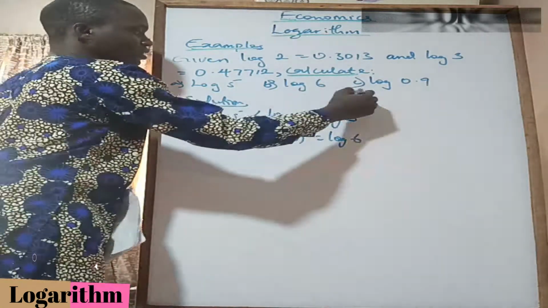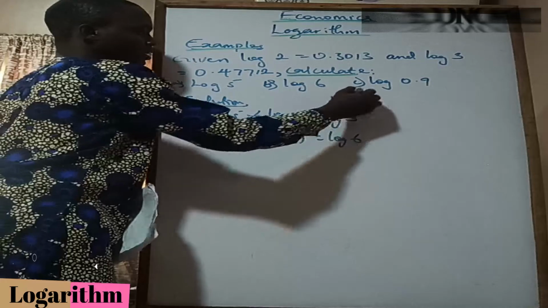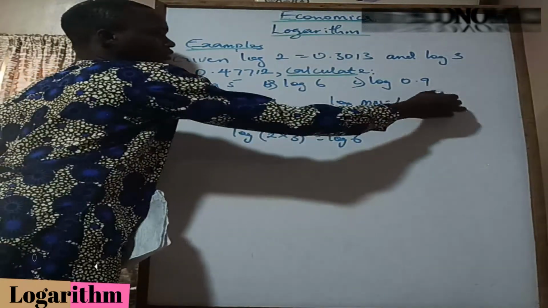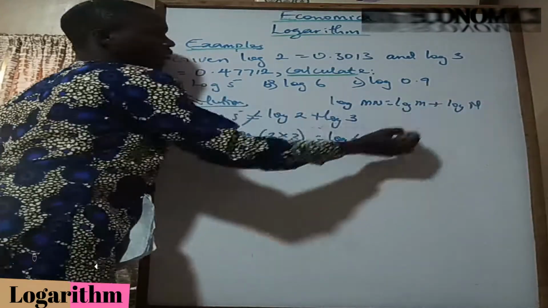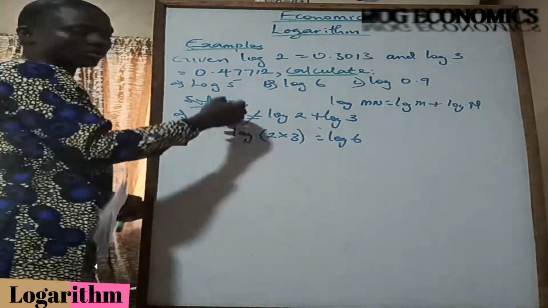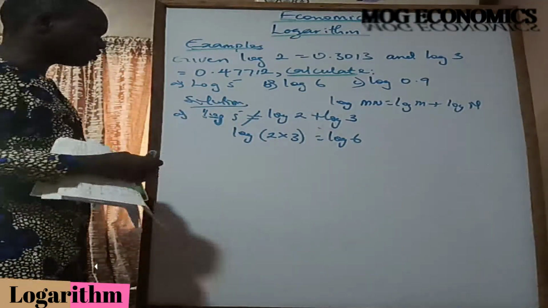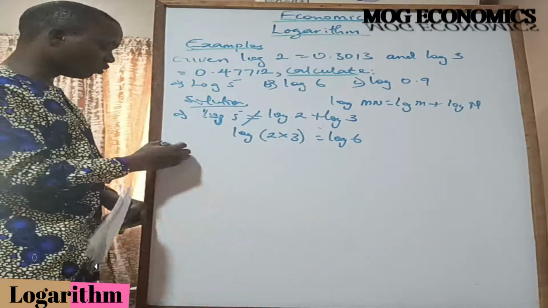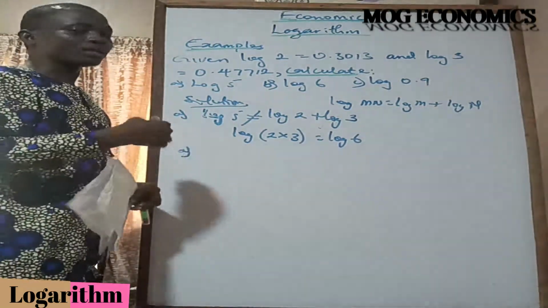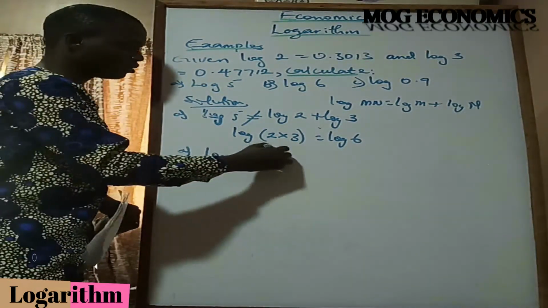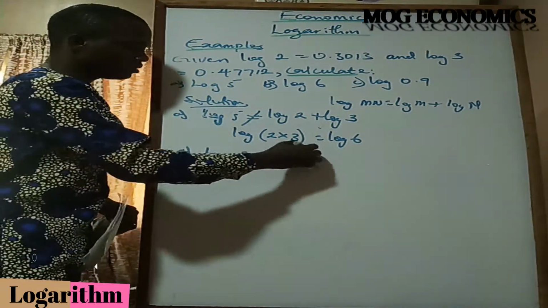Then remember that rule where we said log mn equals log m plus log n. So that's the rule I'm talking about. m times n is mn, so 2 times 3 will give us 6. So it's not 5. So how then do we go about solving the one for log 5? Alright, so what we are going to do is that we are now going to improvise. Log 5 is basically the same thing as log 10 over 2.